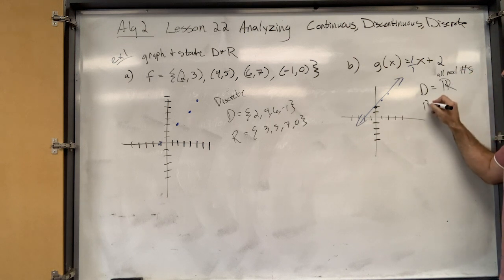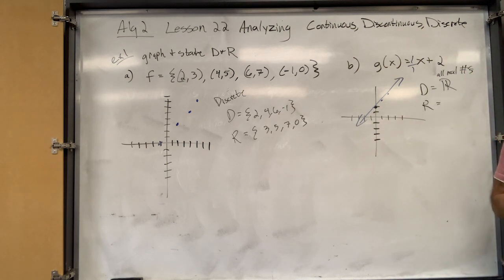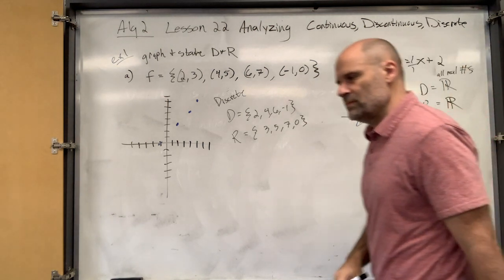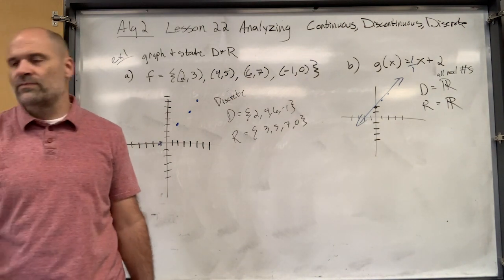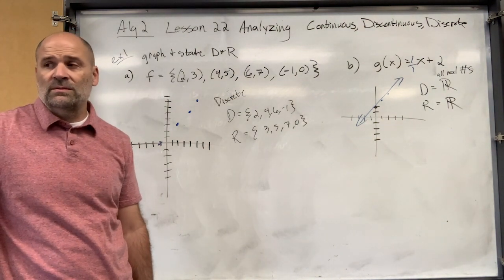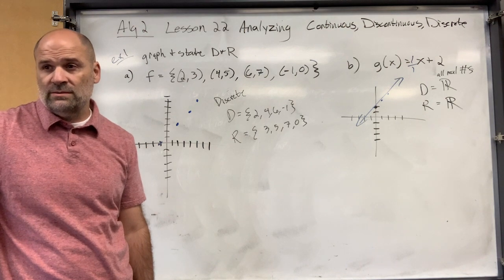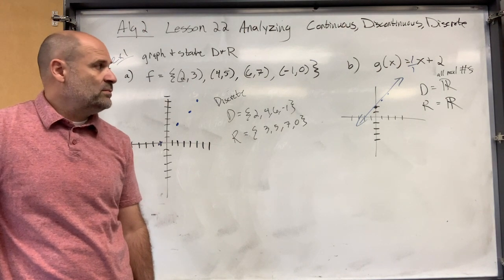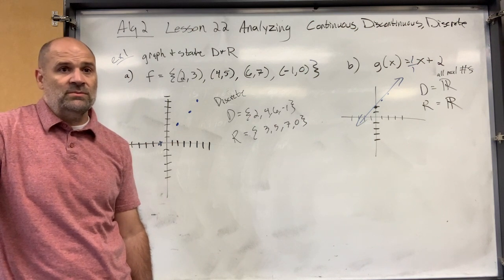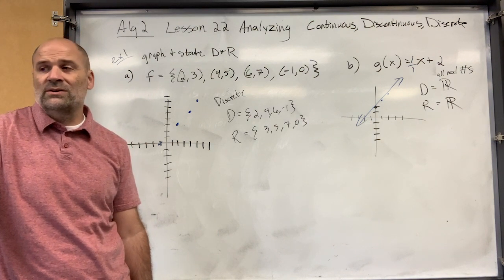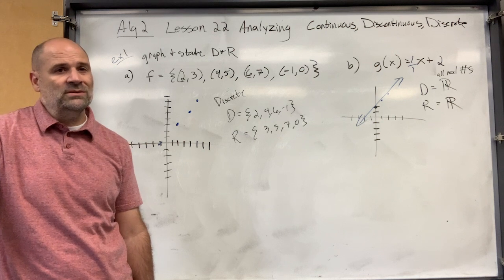And then what about the range? What are the y values of this? All real numbers. Okay? So all linear equations will have, most of the time, a domain of all real numbers and a range of all real numbers. What are the only types of linear equations that don't have all real numbers?